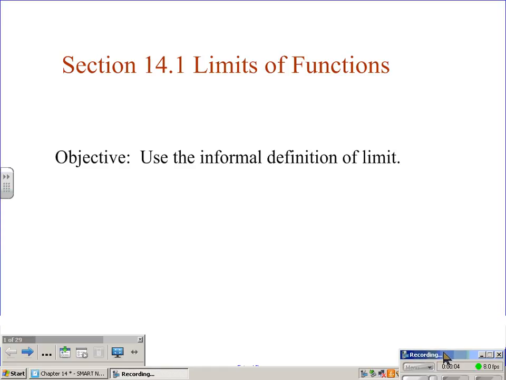Section 14.1, we're going to learn about limits of functions, and in this section we're just going to use the informal definition of a limit. What that means is that instead of finding the limit of functions, we're just going to find strong evidence that the limit of a function might be a certain value. So we're actually not going to prove that the limit of a function is equal to a certain value in this section. That'll come later.